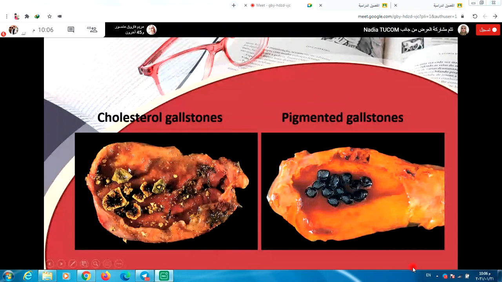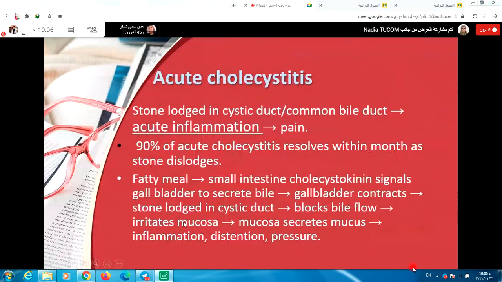Okay, and you identify here the laceration and mucosal ulceration, fibrosis, and thinning of the wall. Okay. Any question, Shabab?